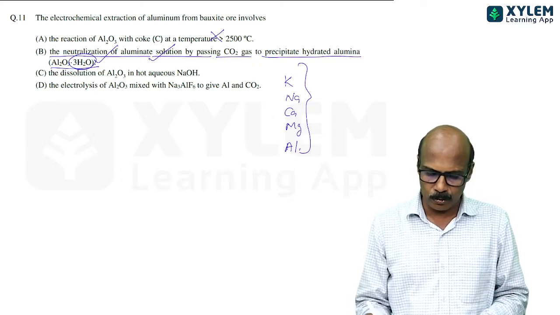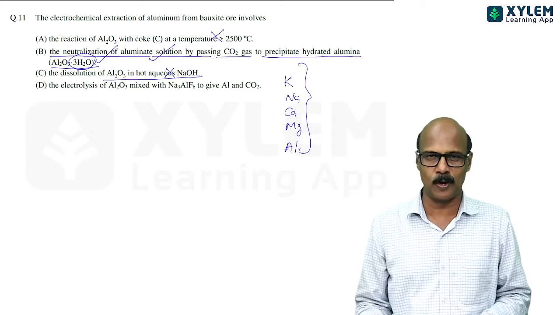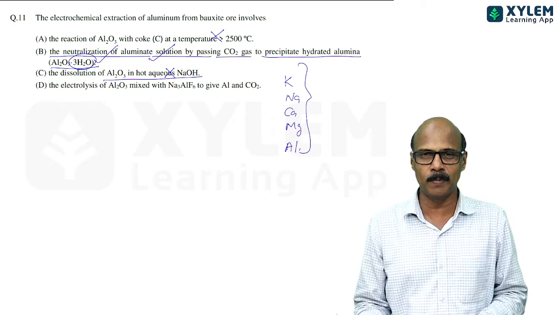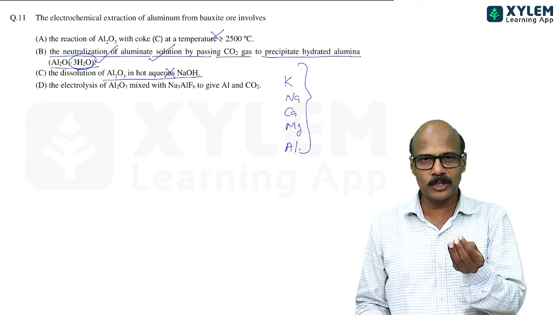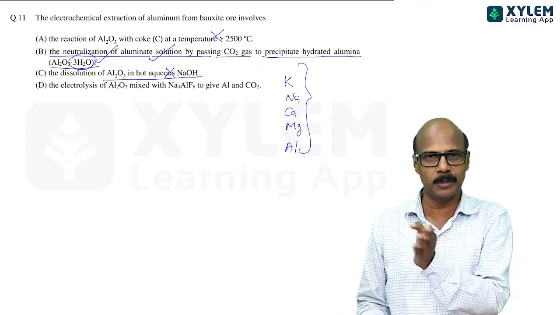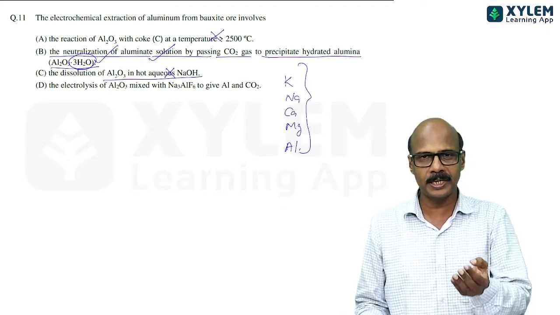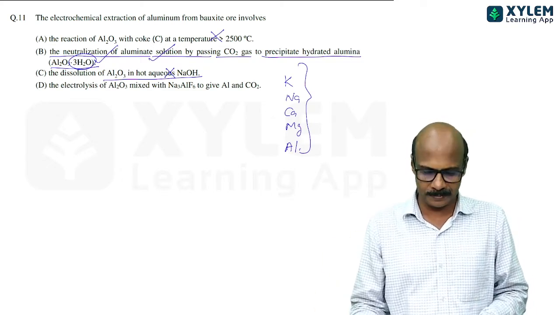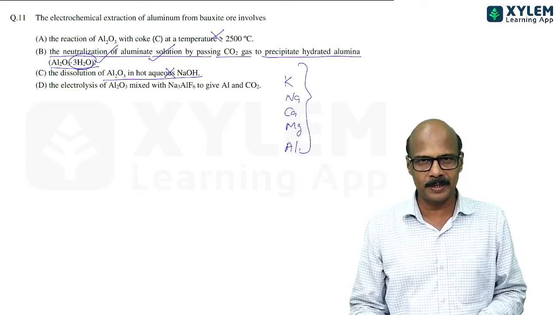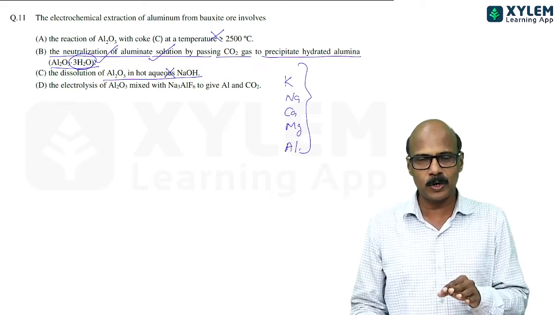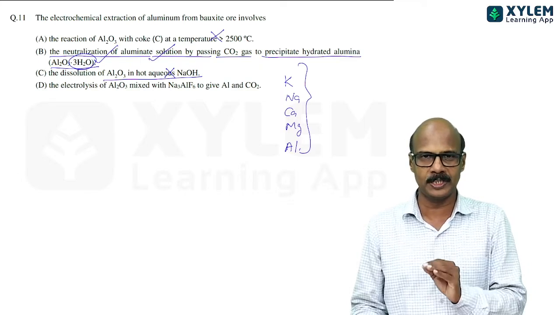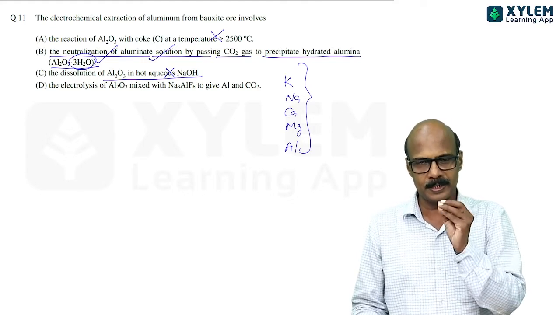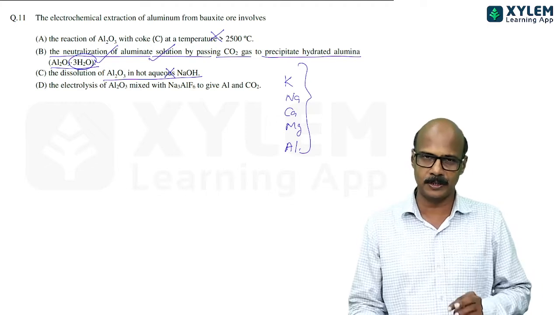Dissolution of Al2O3 in hot aqueous NaOH, that is wrong. We are not dissolving Al2O3 in NaOH, but we are dissolving bauxite ore in hot concentrated NaOH to remove the impurities. And I told you earlier, the aluminate is then precipitated by bubbling carbon dioxide through that. So the C option can be considered as wrong. We will never dissolve the alumina obtained in NaOH. Instead, Al2O3 is melted and dissolved in molten cryolite and subjected to electrolysis.